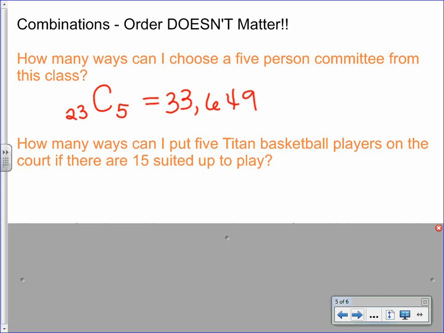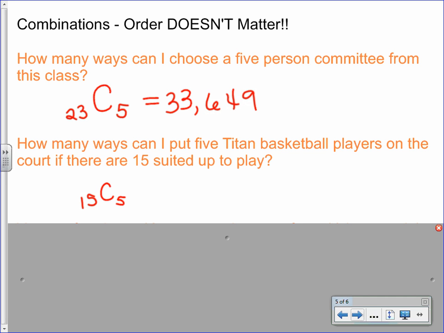Look at another example. How many different ways can I put 5 Titan basketball players on the court if there are 15 suited up to play? Let's not worry about what position they're really supposed to play, okay? I have 15 basketball players suited up. I want 5 on the court. How do I do that? Okay, 15 combinations of 5 because the order is not important.